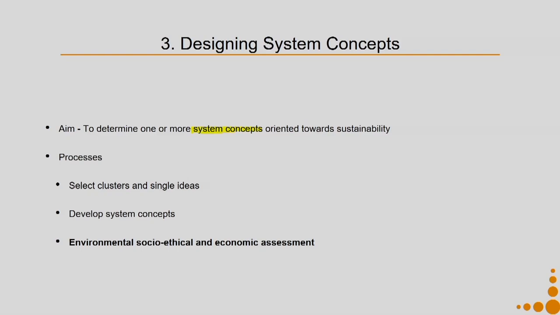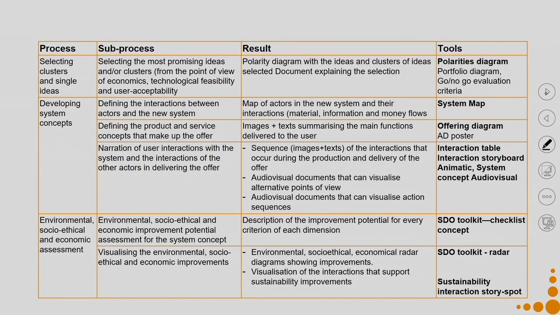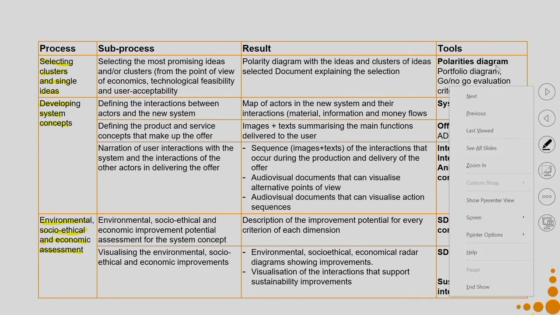So the processes involved are, first you will select clusters and single ideas, then you will develop the system concept out of it, and then you will check that the overall system has environmental, socio-ethical and economic sustainability. How do we do that? We do it by using an assessment method. So the processes consist of selecting clusters and single ideas, developing the system concept, and the environmental, socio-ethical and economic assessment.